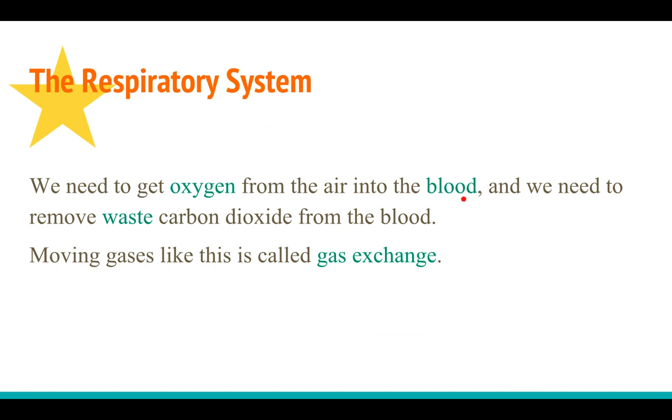We need it in the blood so that it can travel to the cells, so it can undergo cellular respiration to produce ATP, which is the most usable energy form in our bodies. And we also need to take out carbon dioxide waste. This is very important. If we build up carbon dioxide waste in our muscle cells while we're exercising, this can be toxic. It is an excess waste product that we need to get rid of. Moving gases like this is called gas exchange.